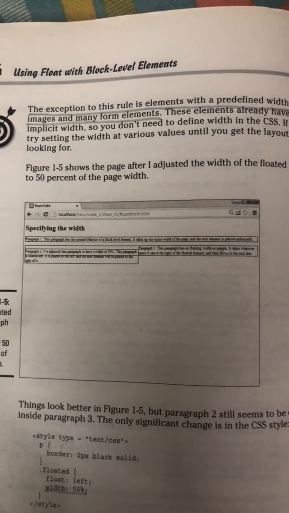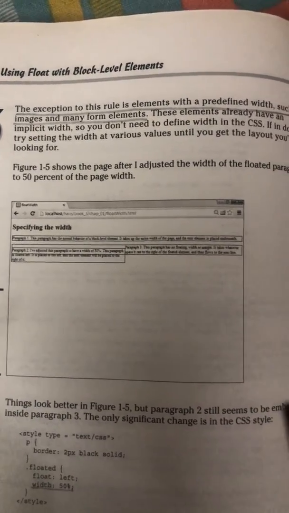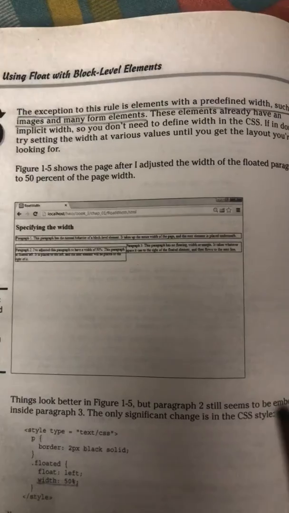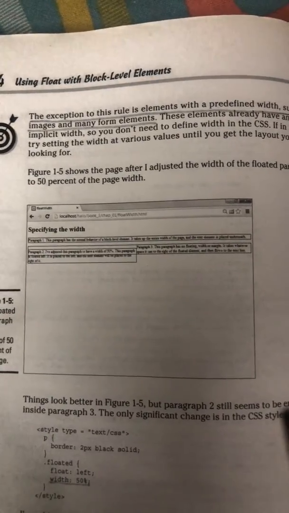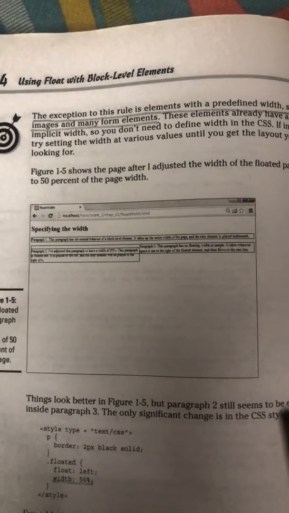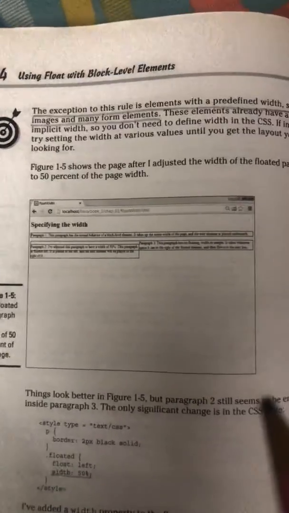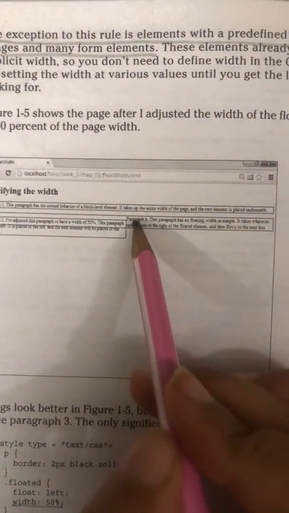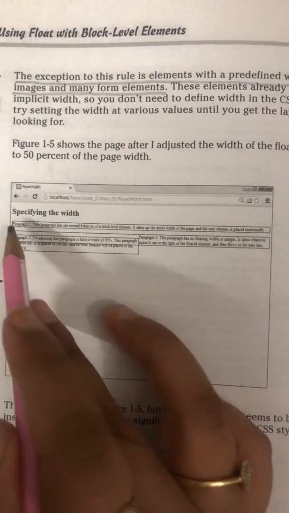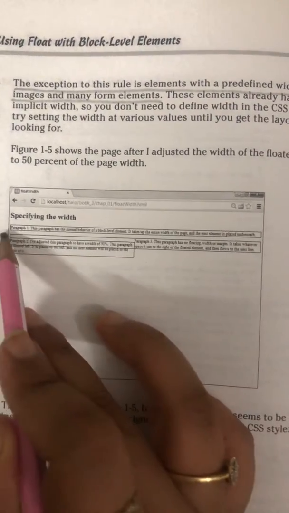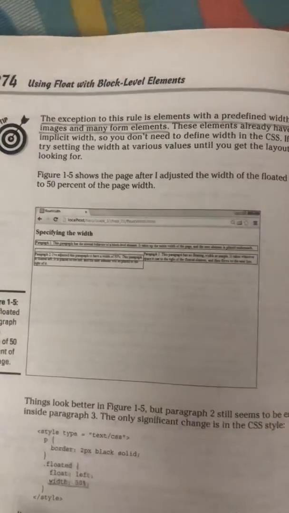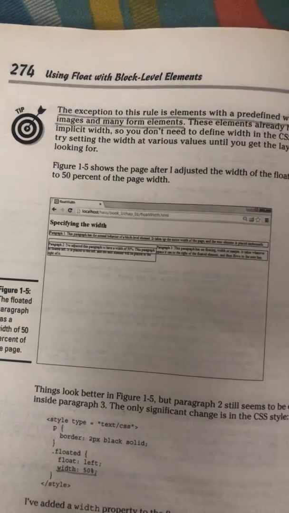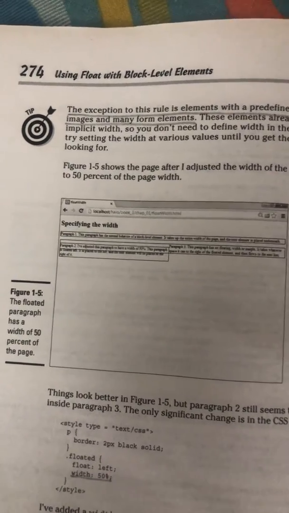The width needs to be specified for any element except for elements that have predefined width, such as images and form elements. But go with the rule. If you are floating an element other than image or form elements, then specify its width also. But still it doesn't work as intended. You can see paragraph 3 is now on the right, but its border is still from the left.